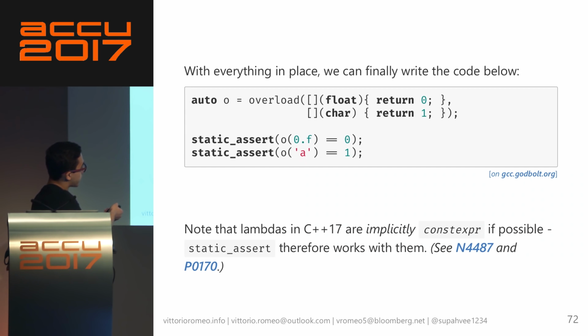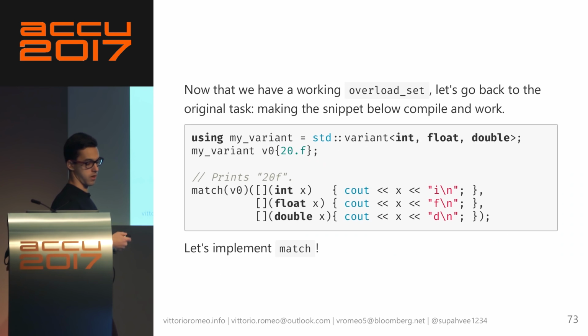Since lambdas don't have a type that you can refer to, we definitely need some sort of thing that deduces it for us, and overload is the function that does that. Now that we have a working overload set, we basically did most of the work required to implement match. So we can finally have this snippet compile and work after implementing some additional utility boilerplate.